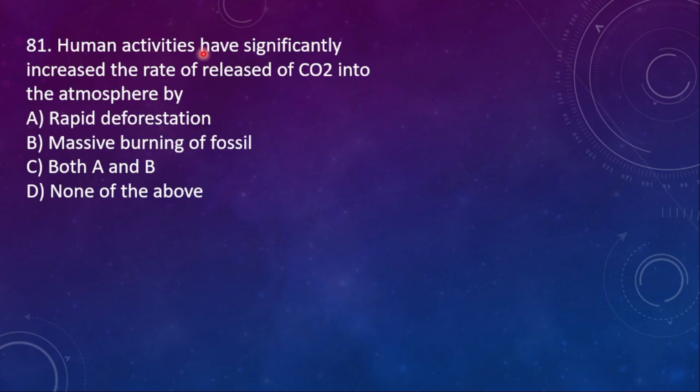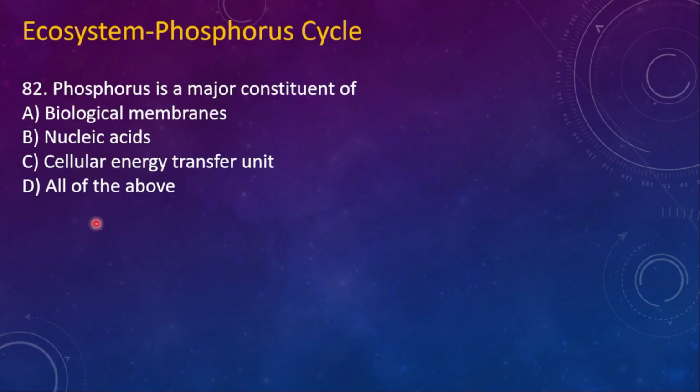81. Human activities have significantly increased the rate of release of CO2 into the atmosphere by A, rapid deforestation, B, massive burning of fossil fuel, C, both A and B, D, none of the above. So here the right option is C. From phosphorus cycle. 82. Phosphorus is a major constituent of biological membrane, nucleic acid, cellular energy transfer unit, all of the above.